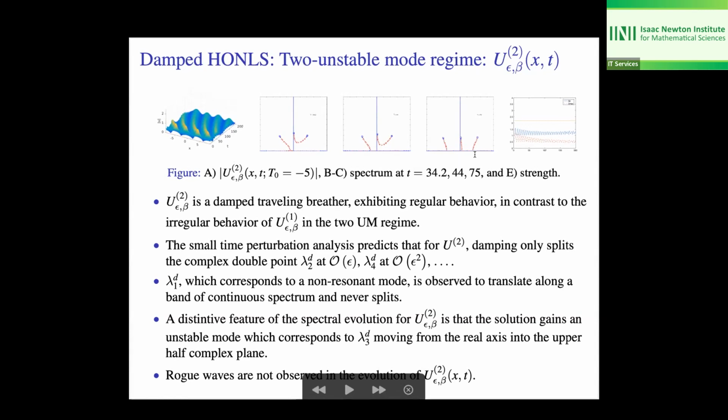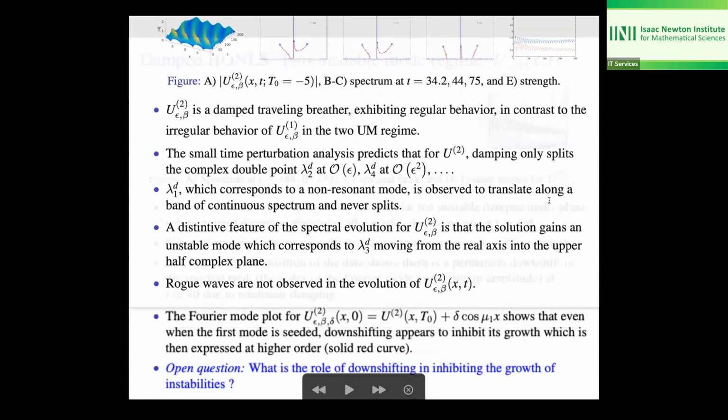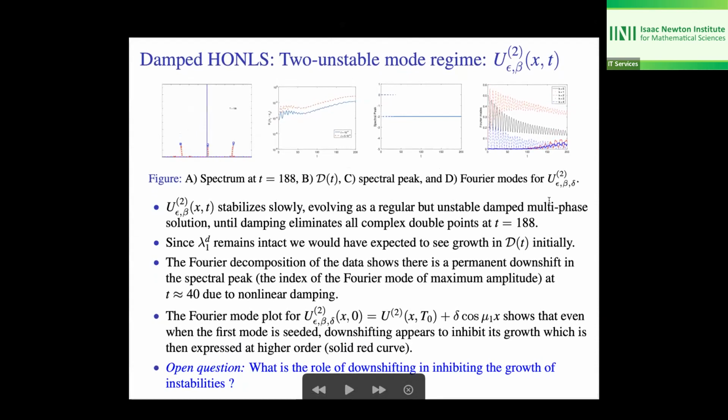And here you also can clearly see the double points on the two bands in the left quadrant and the right quadrant. And so there are no rogue waves observed in the evolution of U2, but you do have these complex double points, which would indicate instability. The surprising thing is that since the first double point remains intact, we would have expected to see growth in the difference of the nearby trajectory, the nearby initial data that evolves. We would have expected to see growth in this initially.